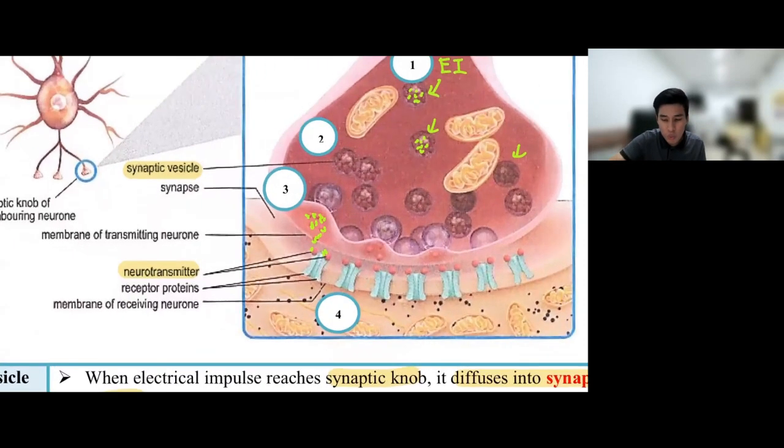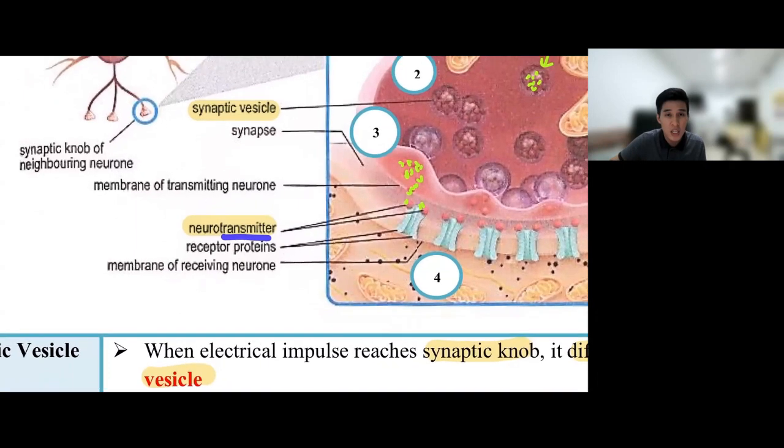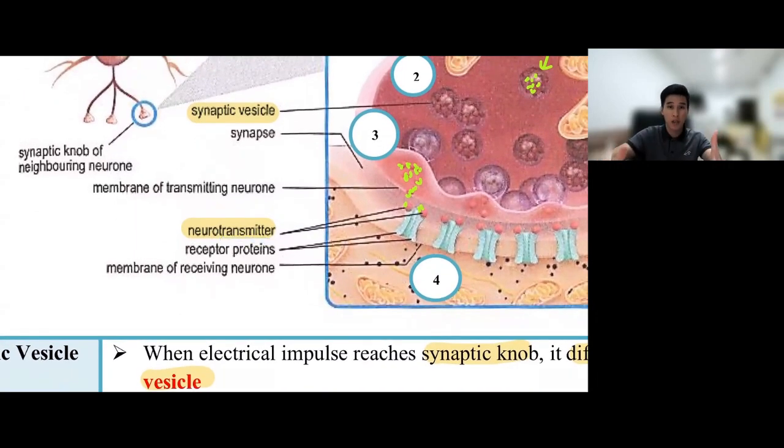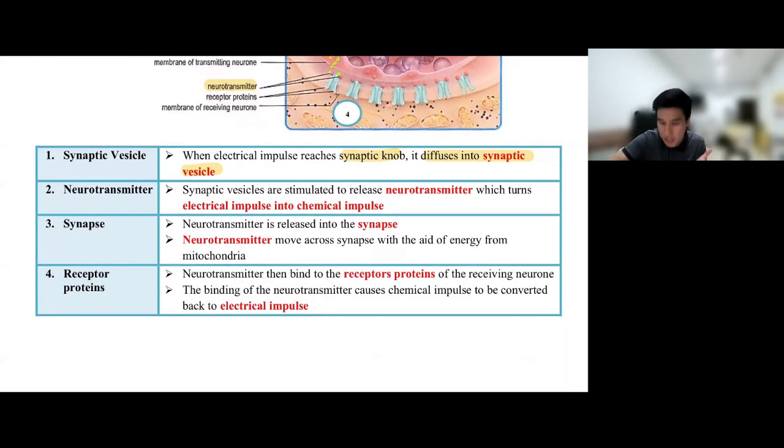Okay. Now we break down this word. Transmitter means something that helps transport, right? You transmit something. Neuro means nerve. So this thing helps to transmit nerve impulses. So how does it help to transmit this nerve? It's basically converting the electrical to chemical impulse. So this can come out in your essay. If you mention neurotransmitter, 1 mark, you mention what it does is another mark. Okay, so we are preparing one essay question here. They might ask how a nerve impulse moves across the synapse.